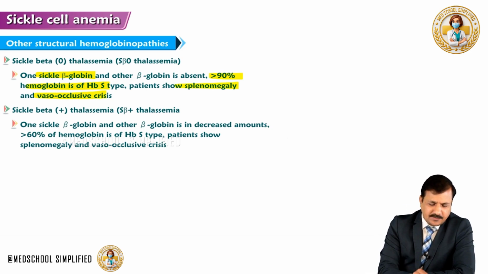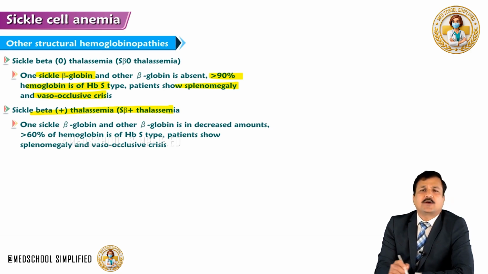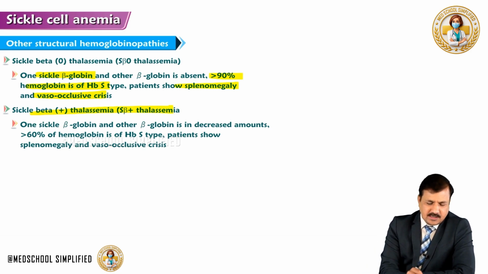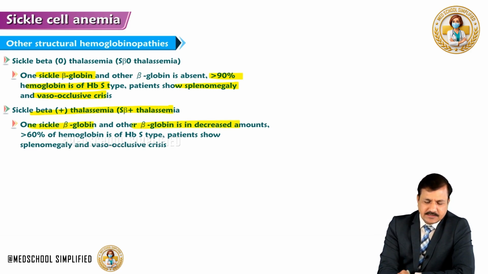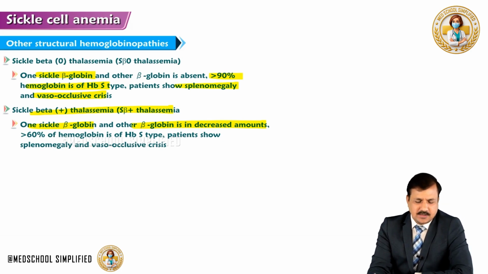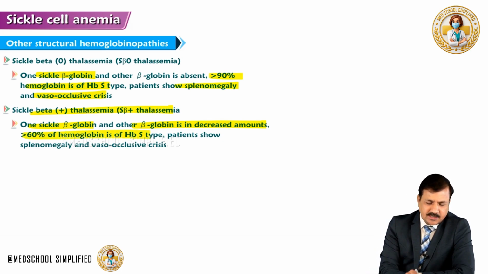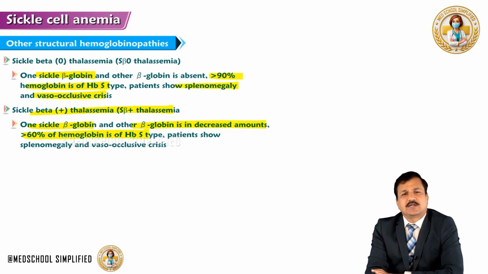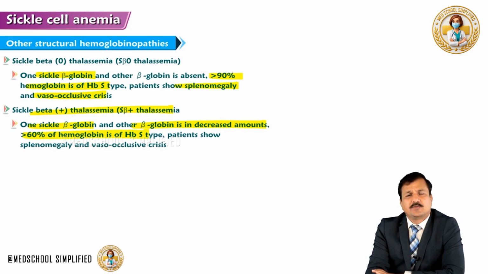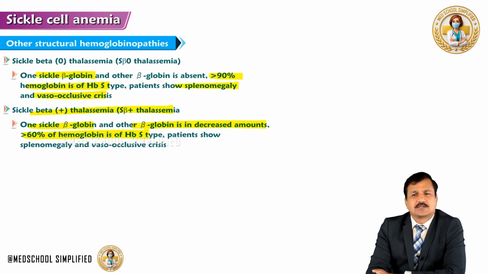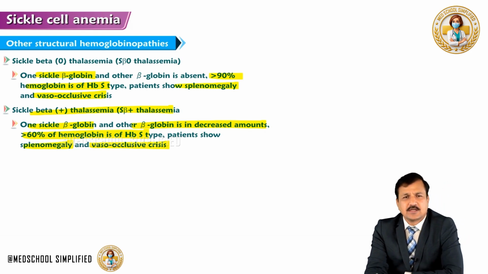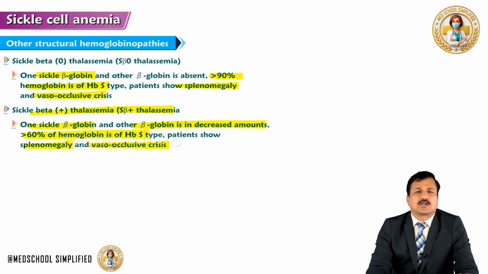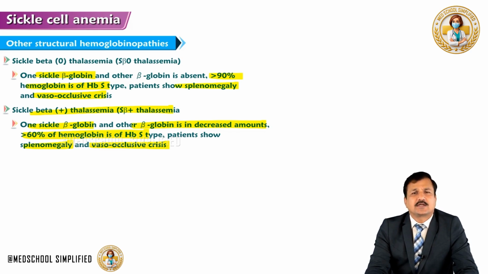Whereas in sickle beta plus thalassemia, one of the beta globin chains is of sickle type, whereas the other beta globin quantity is decreased. So in this patient's red blood cell, more than 60% of their hemoglobin is of hemoglobin S type or sickle type. Still, patients will show splenomegaly and vaso-occlusive crisis. Now, these are the other structural hemoglobinopathies that we see other than sickle cell anemia.